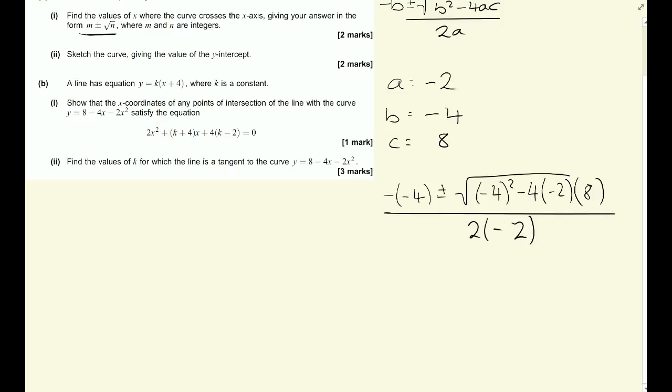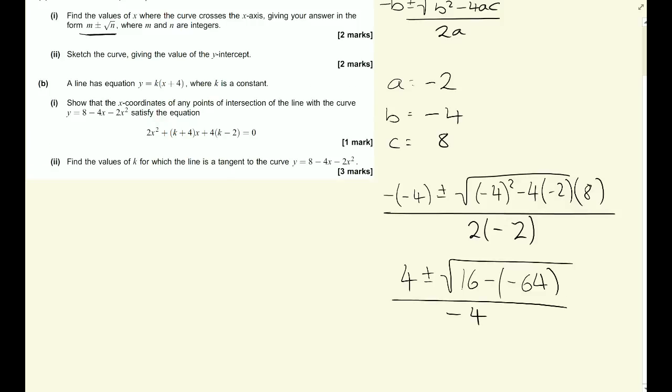So at the front here I've got minus 4, which is positive 4, plus or minus, so minus 4 squared is 16, minus, now what's going on here? Well, I've got 4 times 8, which is 32, double 32 is 64, but there's one negative, so minus, what do I just say, 64. And all of that's divided by minus 4.